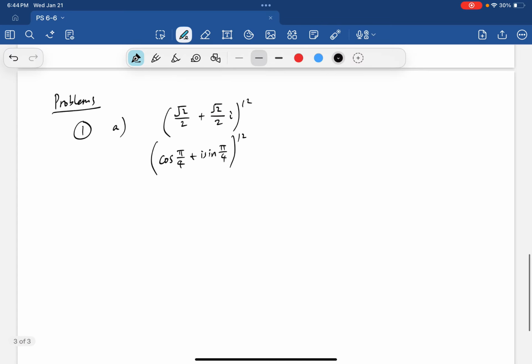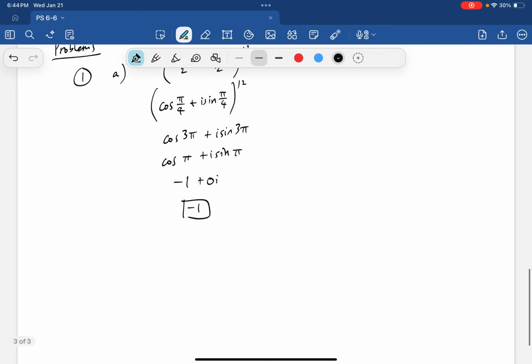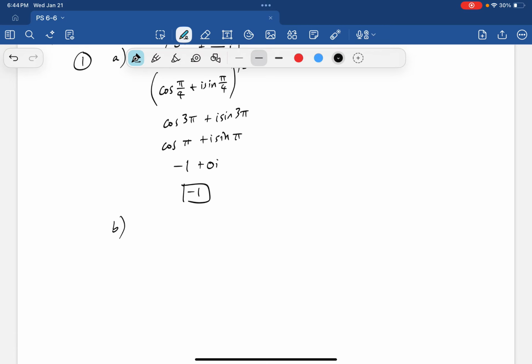Okay, so now we just apply De Moivre's theorem. That means the exponent distributes to the angles, and we're going to be left with cosine 3 pi, because that's pi over 4 times 12. All right, and so cosine 3 pi is the same as cosine pi, which is negative 1 plus 0i. So that's our answer. Next one.